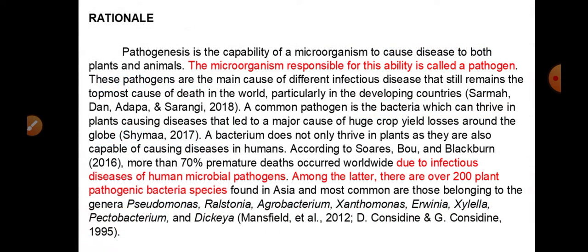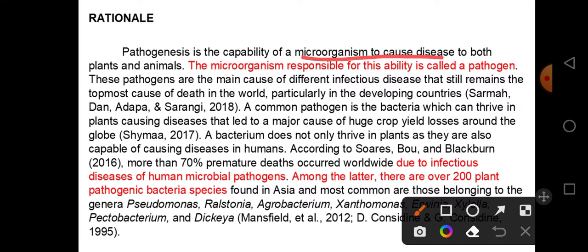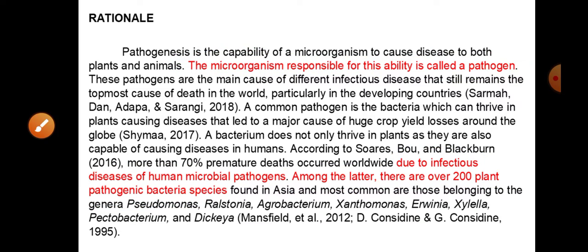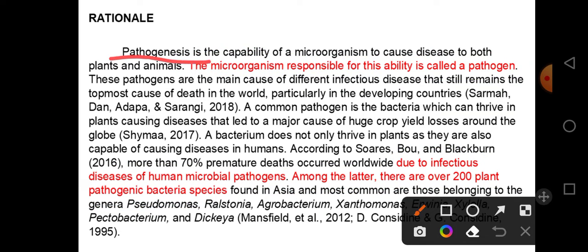Next, take a look at the highlighted sentences again. We have: the microorganism responsible for this ability is called a pathogen. Due to infectious diseases of human microbial agents, then among the latter, there are over 200 plant pathogenic bacterial species. Let's focus on this part. Pathogenesis is a capability of a microorganism to cause disease to both plants and humans. Then we have this highlighted sentence: the microorganism responsible for this ability is called a pathogen.